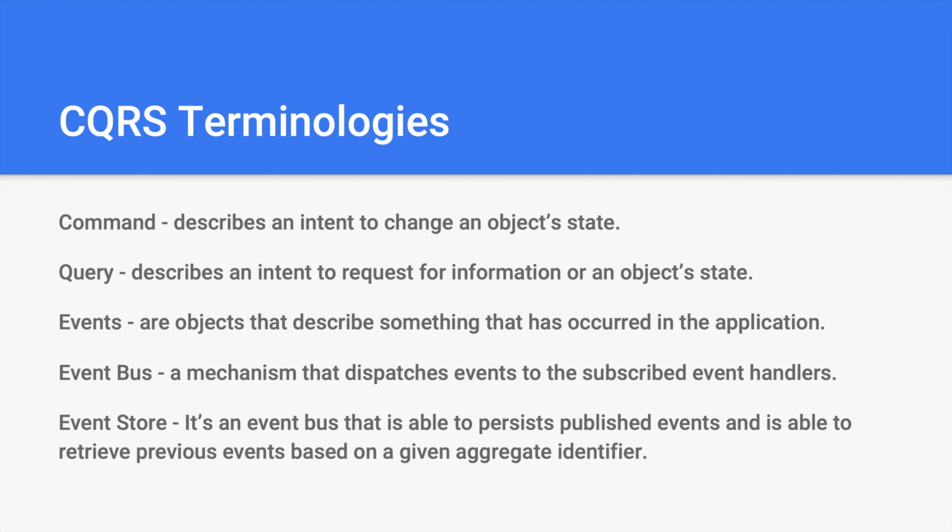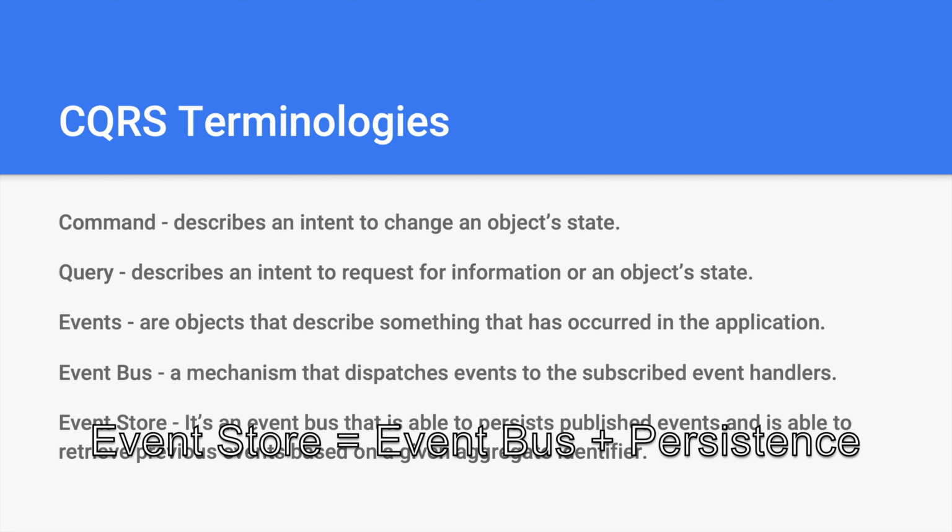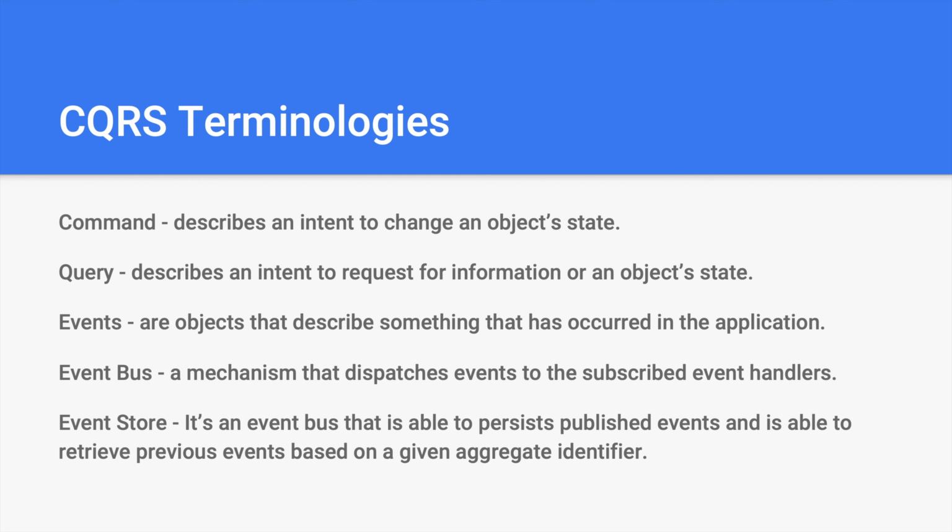Now, the event store is where things get interesting. Normally, when talking about CQRS and event sourcing, we don't just refer to the event bus alone, because this is not the only thing we need. Instead, we constantly refer to the event store, which is basically just an event bus with persistence. An event bus not only dispatches events over to the query side, it also saves them with an aggregate ID so that they could also be retrieved at a later time when needed.